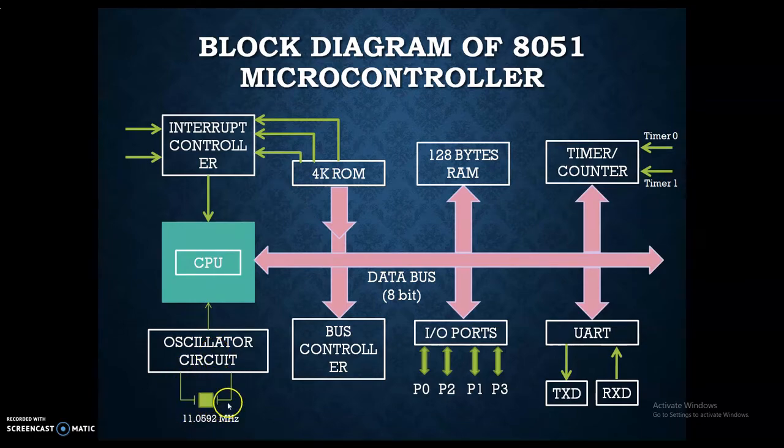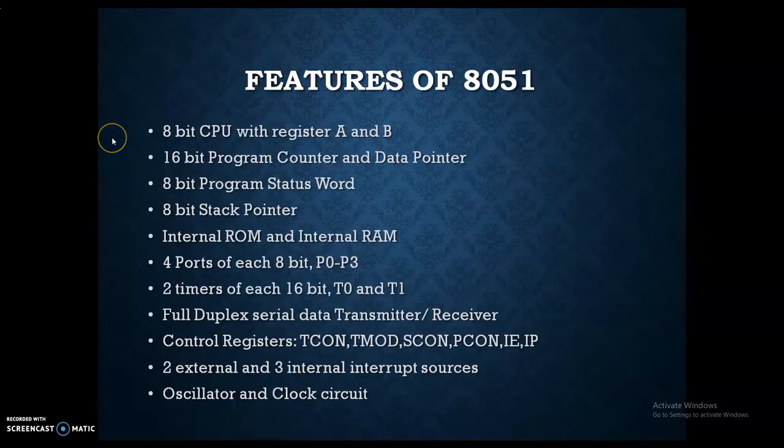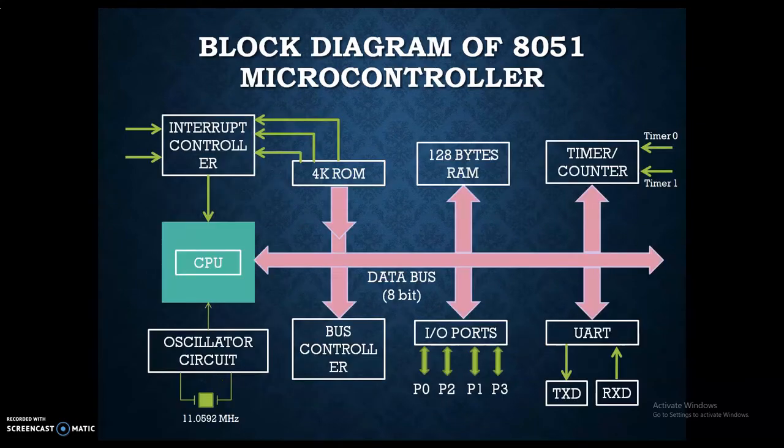This is the heart of the microcontroller unit. The crystal frequency, the oscillator frequency, is 11.0592, this is very important, megahertz. So the operational time will be the inverse of this frequency, so it will come to some microseconds. So this controller is called a microcontroller. Okay. So this interrupt controller, as we have seen in the previous slide, has 2 external interrupts and 3 internal interrupt sources. So these are the 2 external interrupts and these 3 internal interrupts.